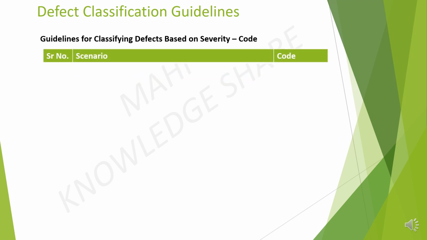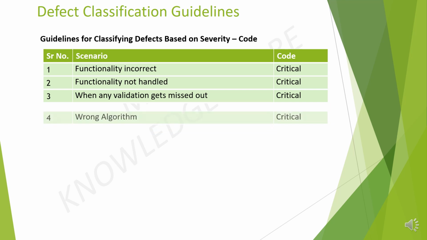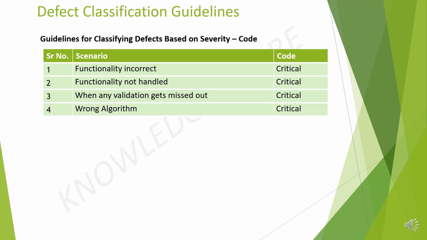Scenario number 1, functionality incorrect. Severity is critical. Scenario 2, functionality not handled. Severity is critical. Scenario 3, when any validation gets missed out. Severity is critical. Scenario 4, wrong algorithm. Severity is critical. Scenario 5, algorithm is not optimized.